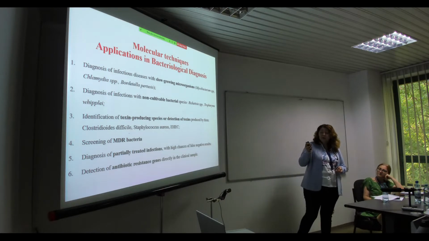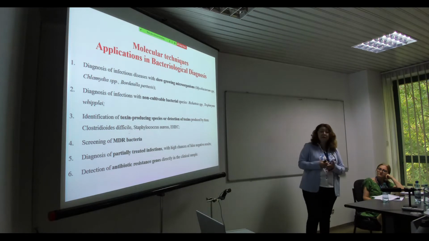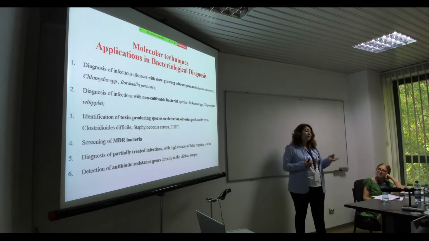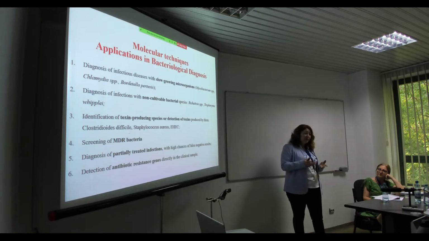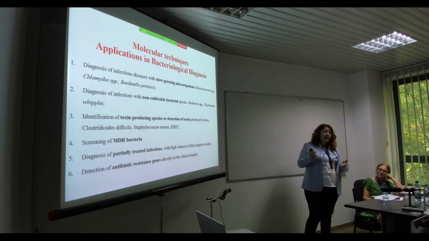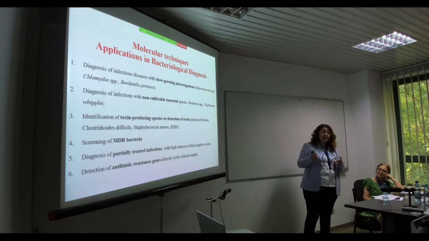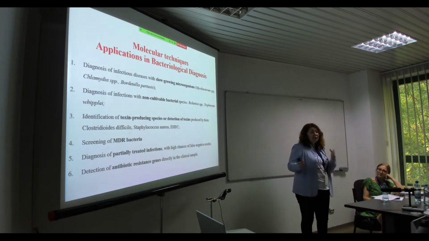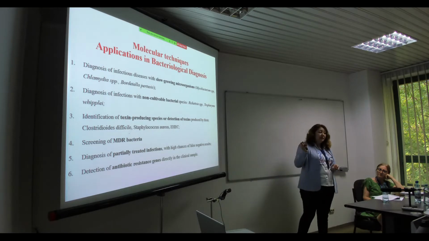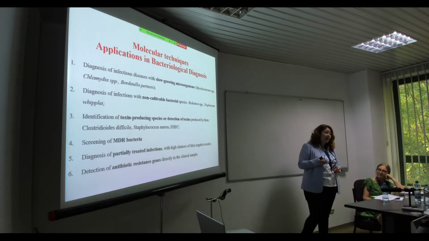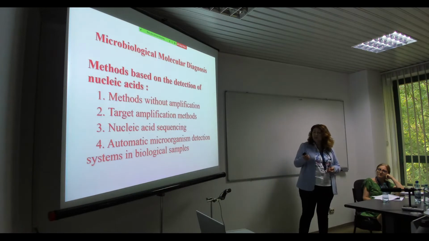The diagnosis of partially treated infections, if you remember, I told you that in the classical infection, if we treat the patient with 1, 2, or 3 doses of antibiotics prior to the sample, to send the sample to the lab, we will get a negative result. But in these cases, we can do this, and we still have a positive result. And the detection of antibiotic resistance genes directly from the clinical sample is another very important possibility to use this kind of techniques.